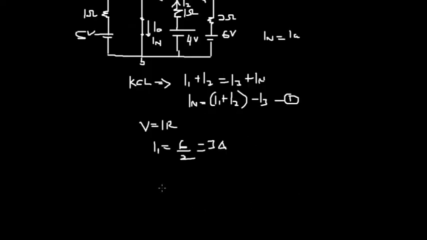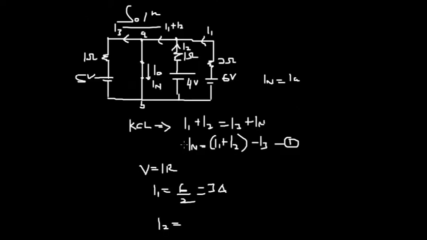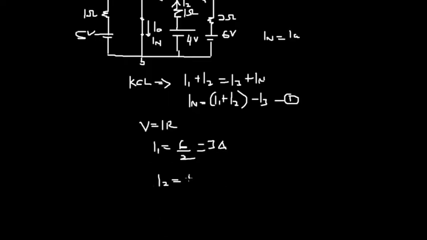For I2, the same principle applies. We have the voltage and the resistance, so we have 4 over 1, giving us 4 amps. That's also pretty straightforward.